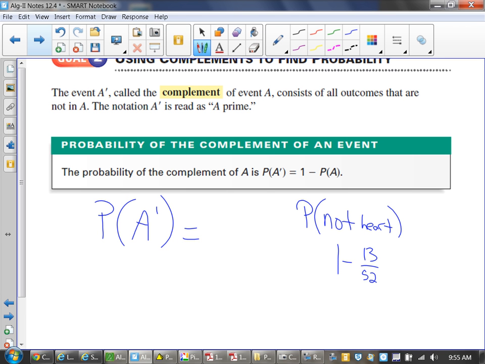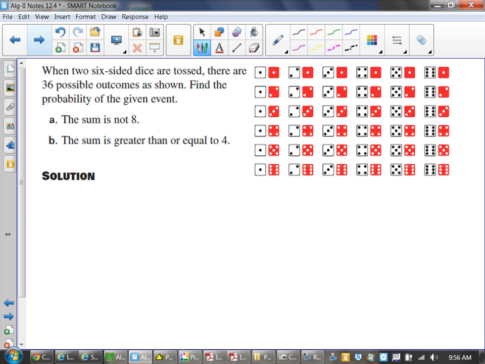And then it works out a lot of times with dice rolls. Okay, it works out a lot with that. So let me show you an example with dice. Using complements here, what I have up there is just all 36 possible rolls when you roll a pair of dice. Is it a pair of dice or a pair of dice?